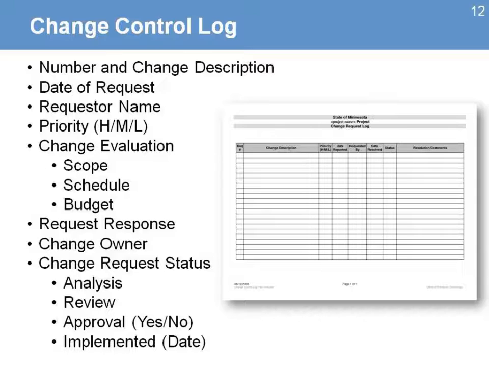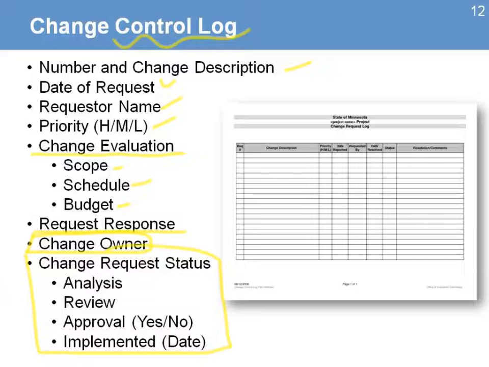The final document behind that is the change control log. So all those changes that are happening in the project, we need to have a log. The log will help us identify the number and the description of the change, the date of the request, the requester, the priorities, the evaluation, the status of the evaluation in terms of how the change is going to impact, whether it's going to be scope, schedule, or budget, the response on the request, the owner for implementing that change, and a final column where we have the status.